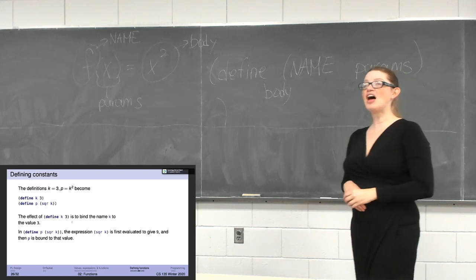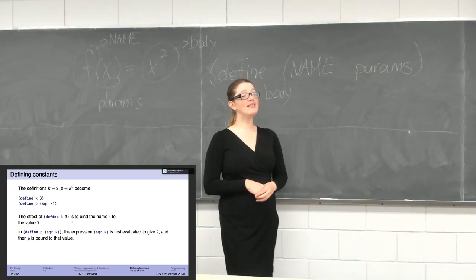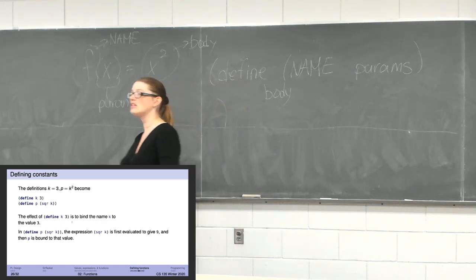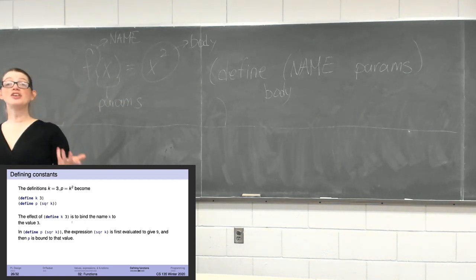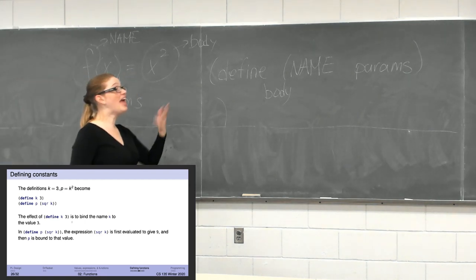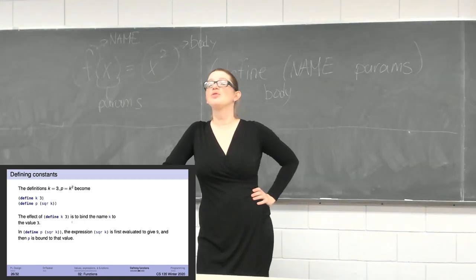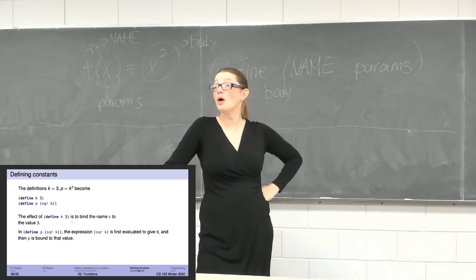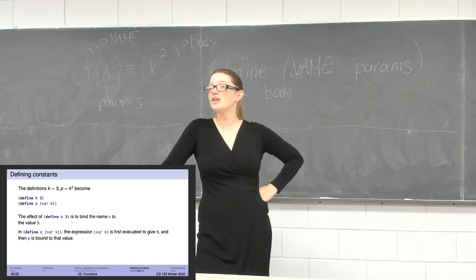It can also be define name expression, and Racket will evaluate the expression and bind the name to the value that the expression evaluates to. And now everywhere in your code, I could use K or P, and it would replace that with whatever value there was. That's pretty cool, right? There's no reason for you to lose marks over constants.